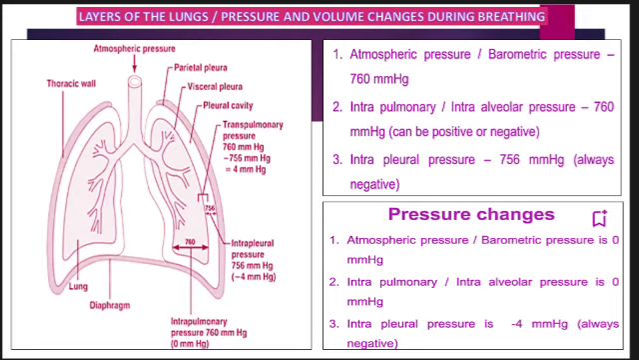Okay. So 756 millimeters of mercury minus 760 millimeters of mercury. What? Minus 4. Good. So in the respiratory tract, the intrapleural pressure is minus 4 millimeters of mercury. Minus 4 millimeters of what? Mercury.